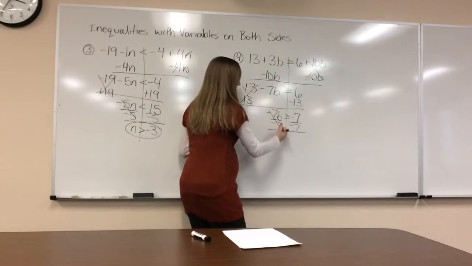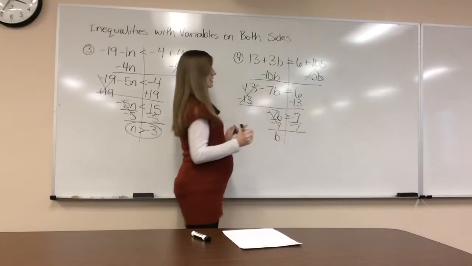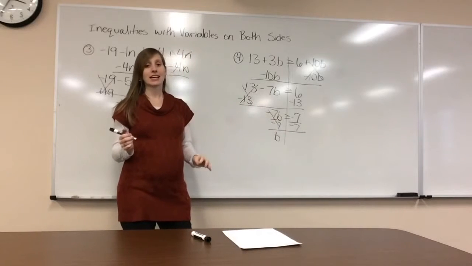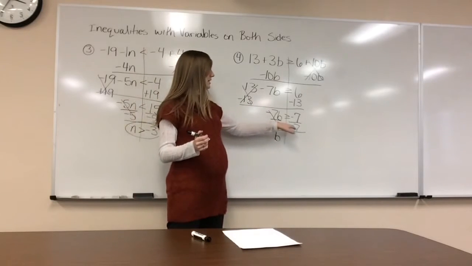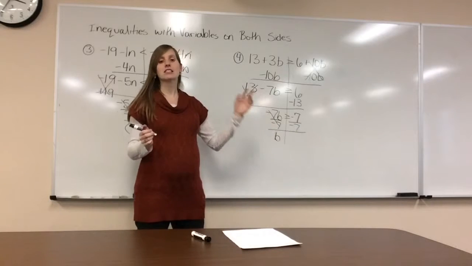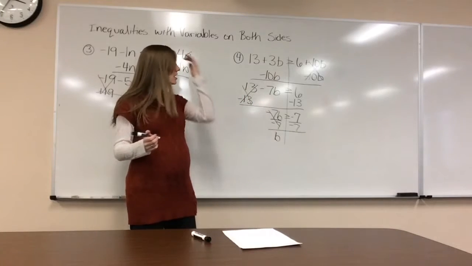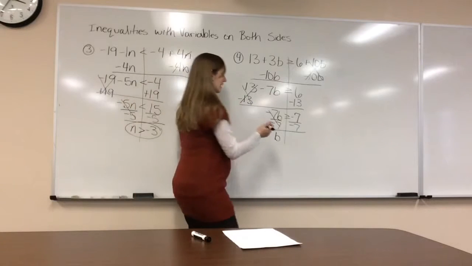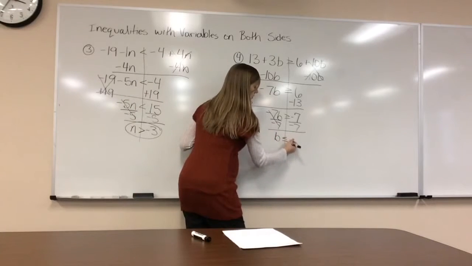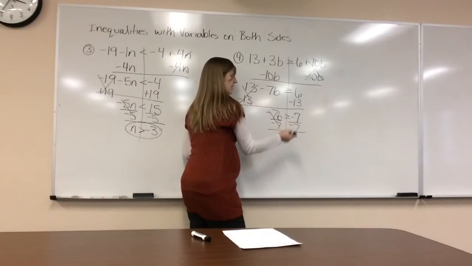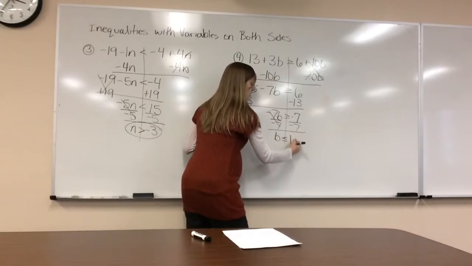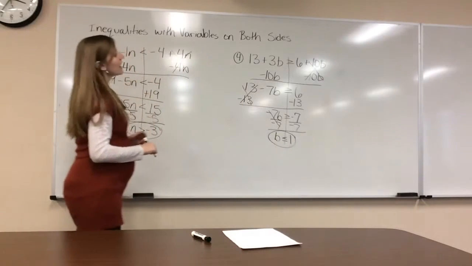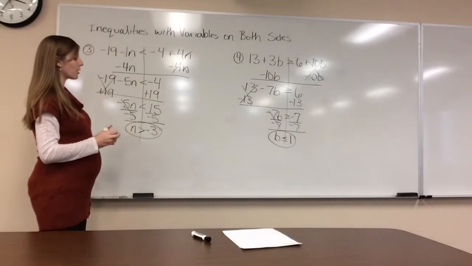So they cancel. I have b here, and at this step, I did division, and I divided both of them by a negative 7. So because both sides had that negative 7, I must flip the inequality sign. So instead of greater than or equal to, I'm going to make it less than or equal to. Negative 7 divided by negative 7 is a positive 1. So b is less than or equal to positive 1 is our solution for problem number 4.